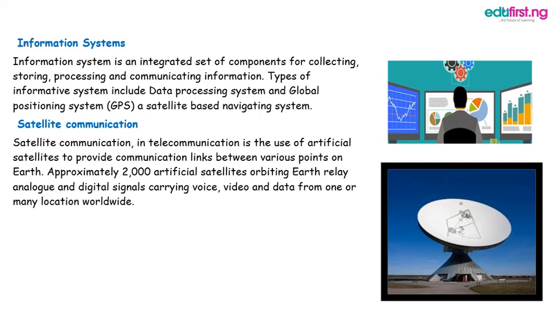Satellite communication in telecommunication is the use of artificial satellites to provide communication links between various points on Earth. So with the aid of satellite, it helps us to connect different countries together. With the satellite helps us to achieve what we call the global village. Now you can see, if you want to chat with your uncle in Australia, if you want to chat with your auntie in Canada, you can easily connect with them. You can easily communicate with them. Because all these type of ICT has helped us to what? To make a world a better place.